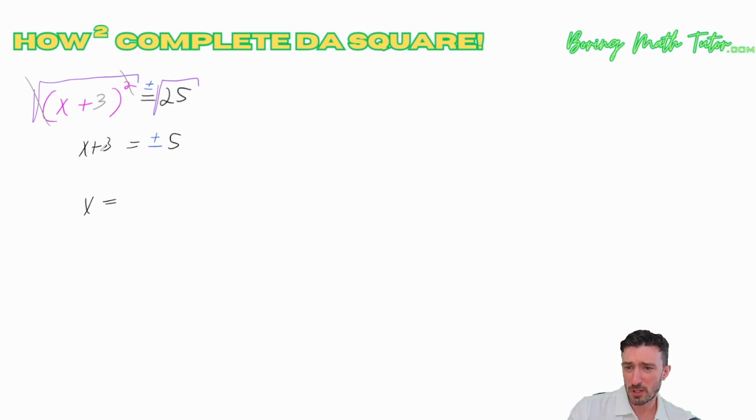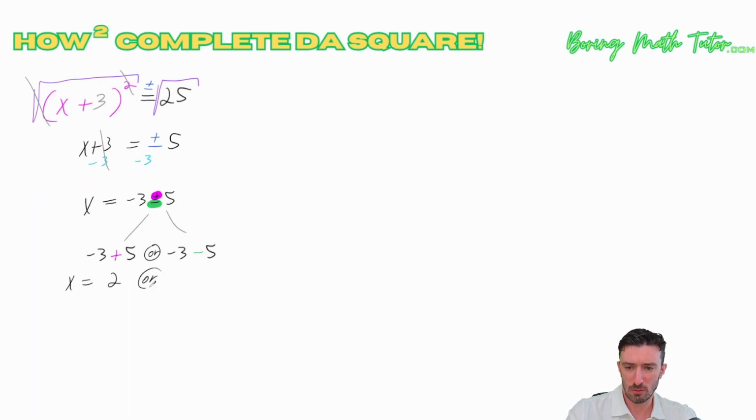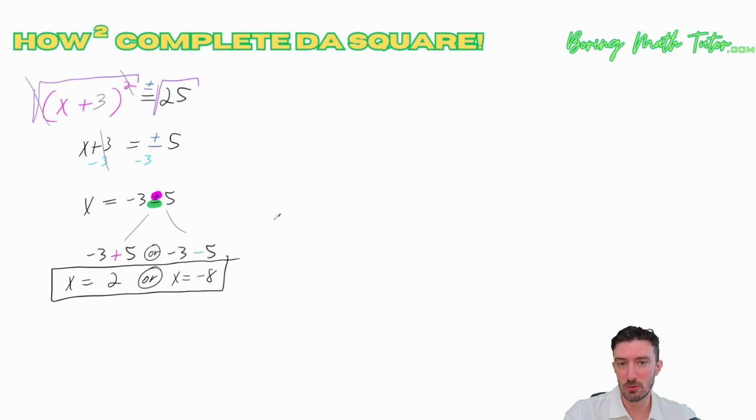So now I see a plus 3, I need to get rid of that by doing a minus 3. So I'll do a minus 3 on both sides. That'll cancel it out, leaving me with just x. And on the right side, I'm going to put the negative 3 and then plus or minus 5. But now we got to remember that plus or minus 5 means that you either put negative 3 plus 5 or negative 3 minus 5. So that means x is equal to 2 or x is equal to negative 8. There we go. We finally solved that equation using completing the square.